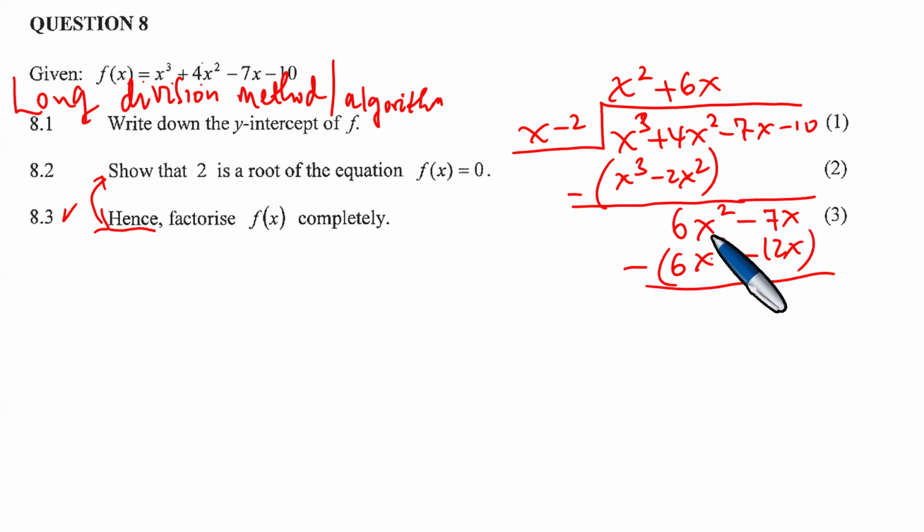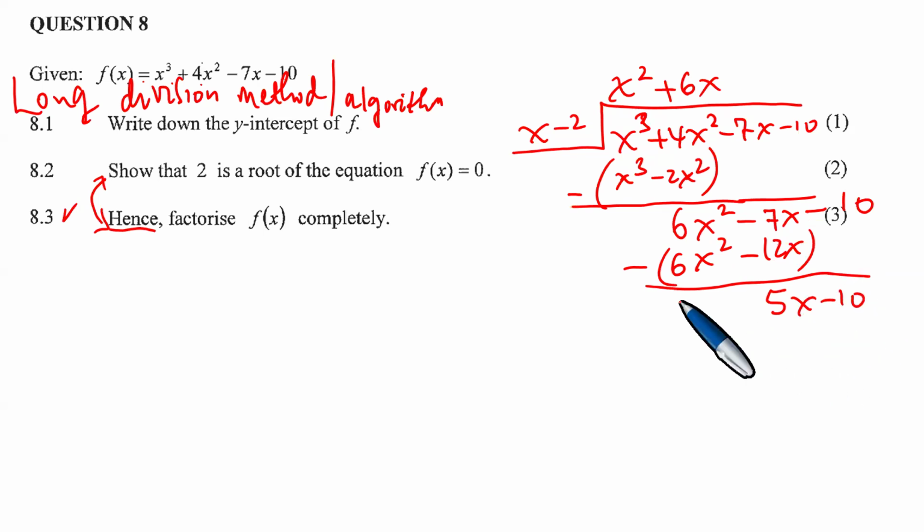Okay, so now we have 6x squared minus 6x squared is 0, and here you can drop minus 10. So that we have 6x squared minus 6x squared, which gives us a 0. Here you have the negative, which is 12x. 12x minus 7 is 5x.